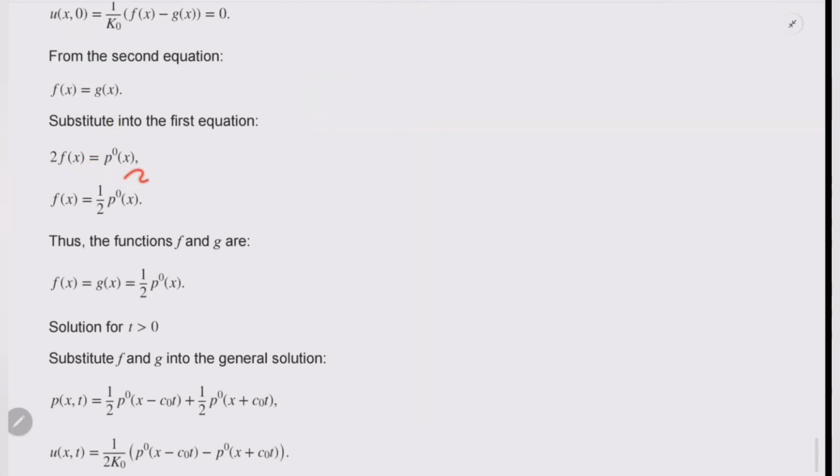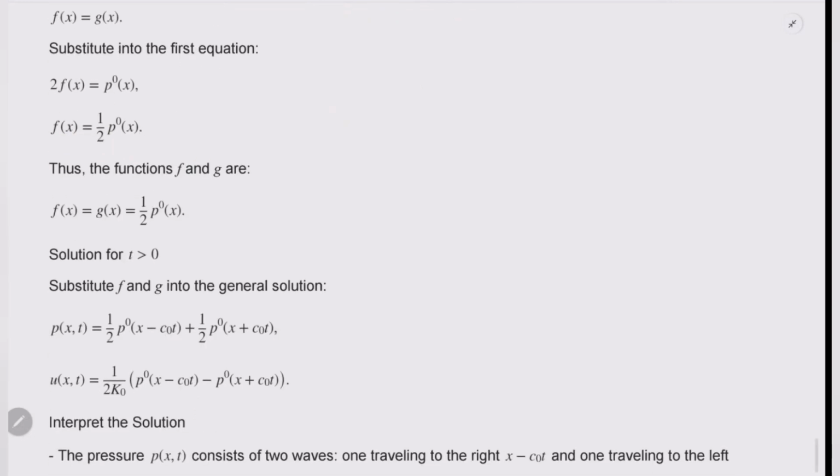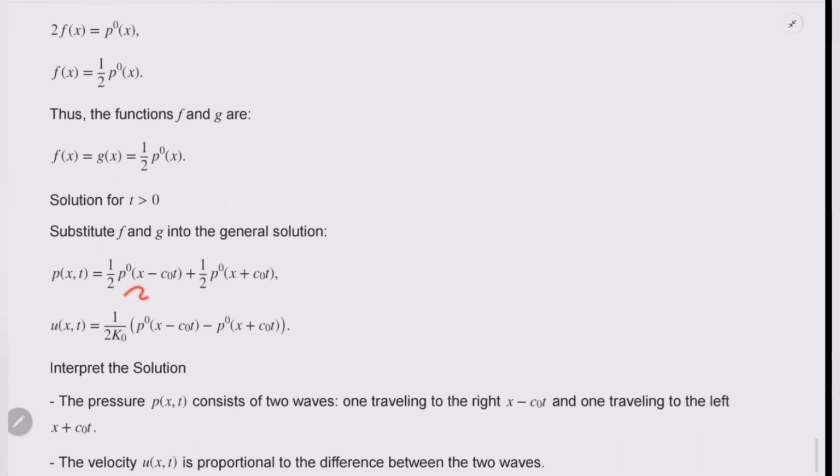Then we solve this problem. f of x is 1 by 2 p naught x, and g of x is also 1 over 2 p naught x. Okay, so our solution is 1 by 2 p naught of x minus c naught t and 1 over 2 p naught of x plus c naught t. We remember that the initial condition always moves towards the left or towards the right. So this is our final solution.